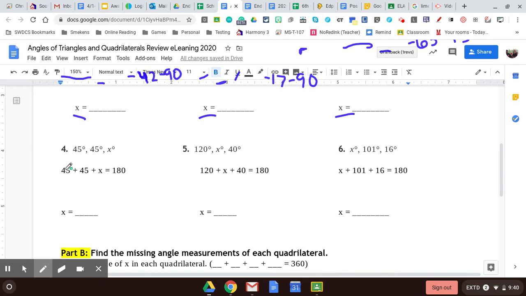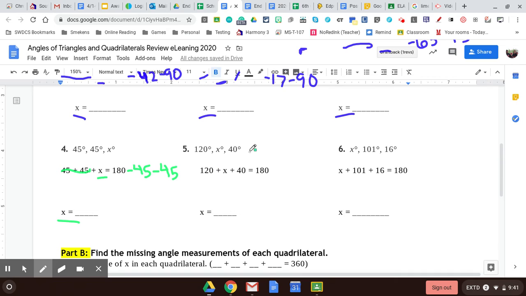My next three for triangles, I have three angles, so they have to add up to 180. I have to do the opposite operation of addition, so I must subtract. So I have 180 minus 45 minus 45. That cancels out the 45s on this side, so I'm left with x. What is x for number four?